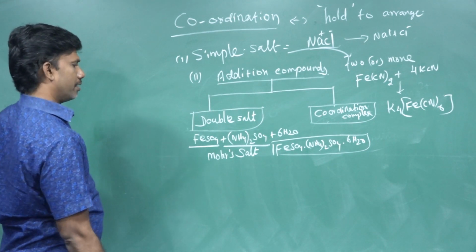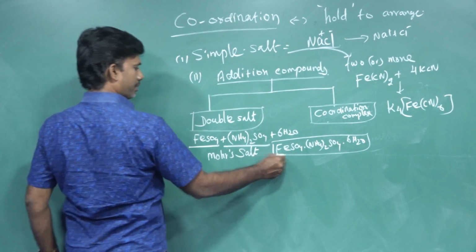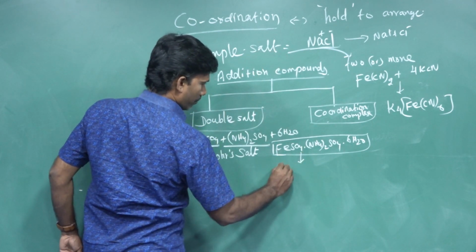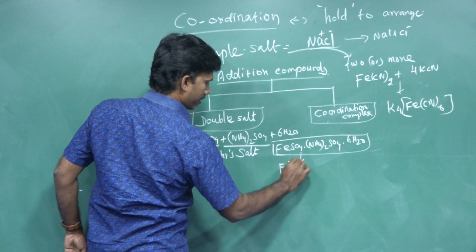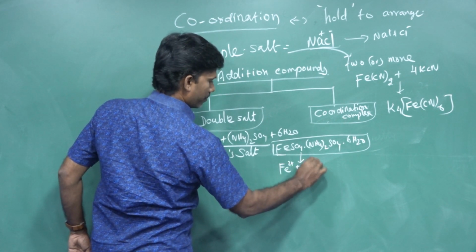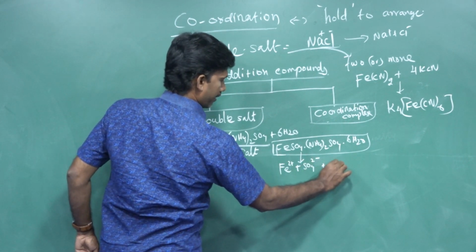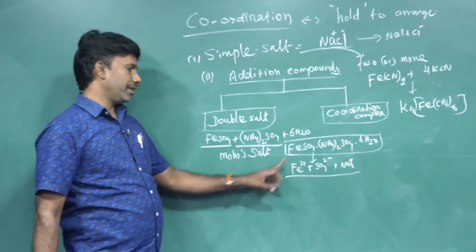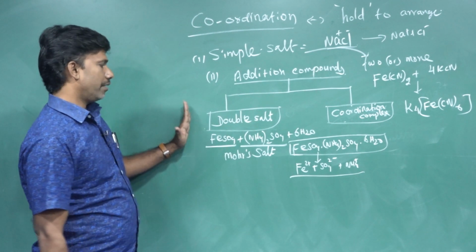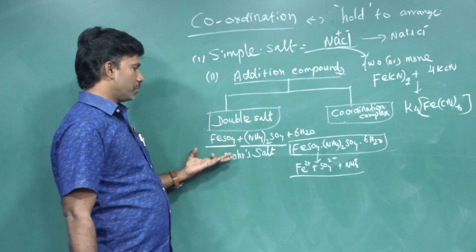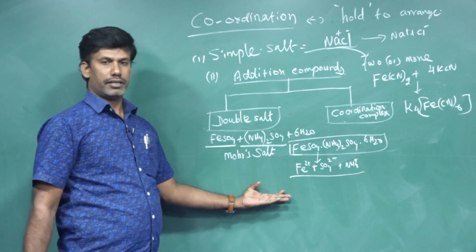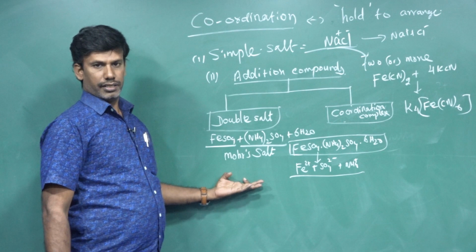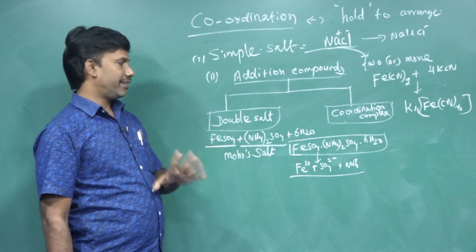Okay, what is the specialty in a double salt? A double salt also can dissociate simply, like a simple salt. If we dissociate it, you get Fe2+ ion, SO4 2- ion, and NH4+ ion. These are the constituent ions coming out from the double salt. When an equimolar solution of two simple salts combine to give a double salt, the double salt will dissociate easily and give its constituent ions. The double salt loses its identity.